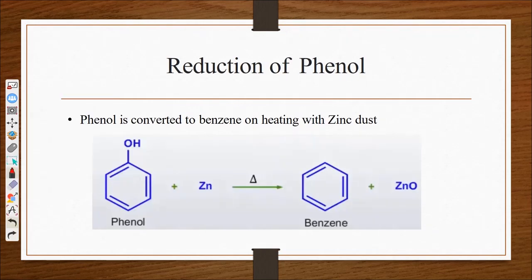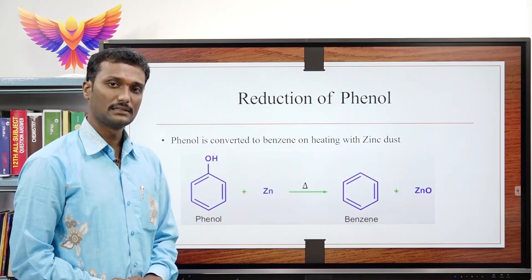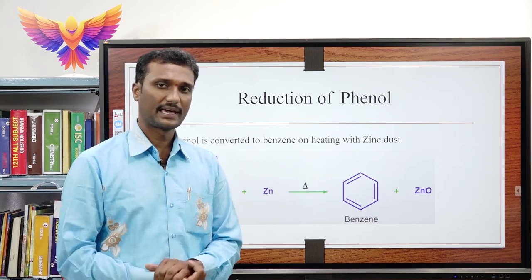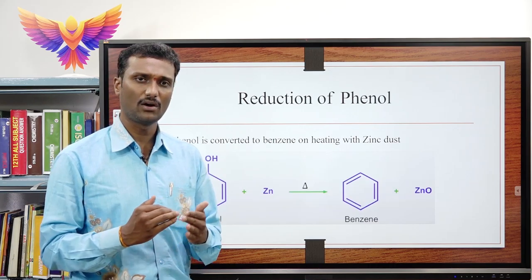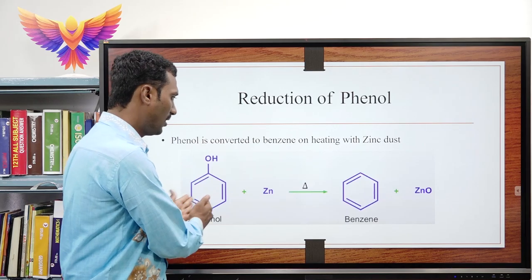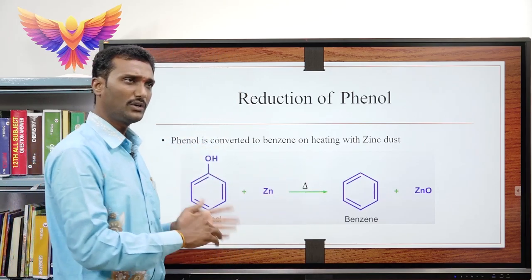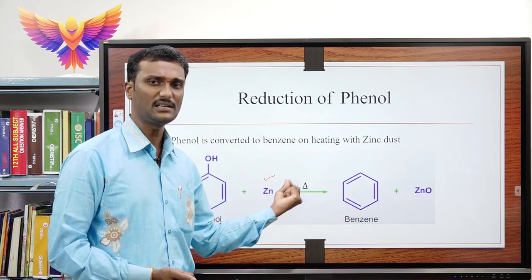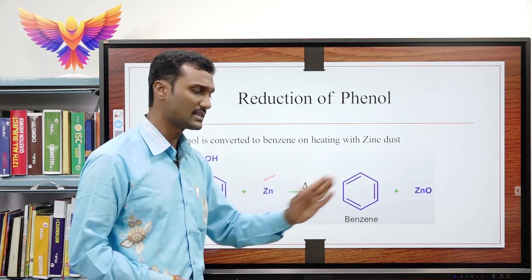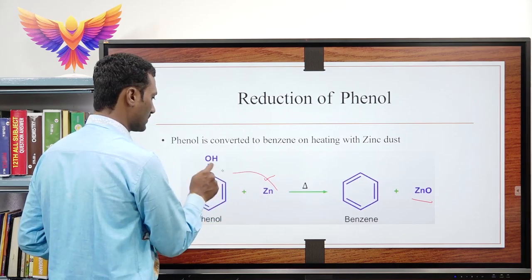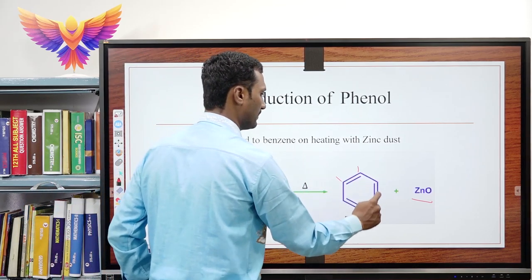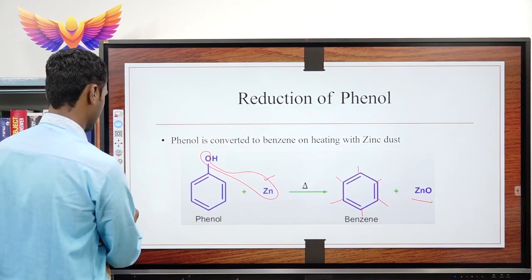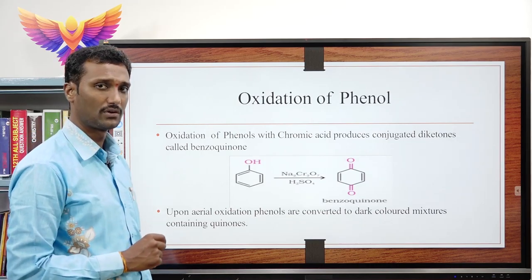Yes, the reduction of phenol. The next one is the reduction of phenol. When you open the phenol bottle, if you forget to close the cap of that bottle, it slowly oxidizes. If you want to convert phenol into benzene, then we use zinc. So the phenol is converted to benzene in the presence of zinc. We give a slight temperature, where the phenol gives benzene plus zinc oxide. So the zinc and oxygen combine to form zinc oxide. We know the benzene is surrounded by 6 hydrogens. So that is one reaction showing how to convert phenol into benzene.